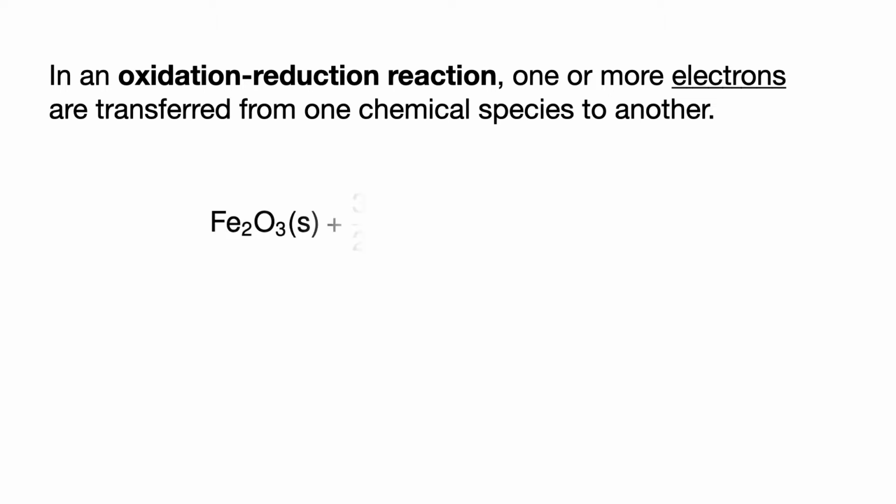So, for example, iron oxide, Fe2O3, can react with 3/2 of a mole of solid carbon to form 2 moles of solid iron and 3/2 mole of carbon dioxide gas. This is a process that occurs in blast furnaces and is involved in the smelting of iron ore.